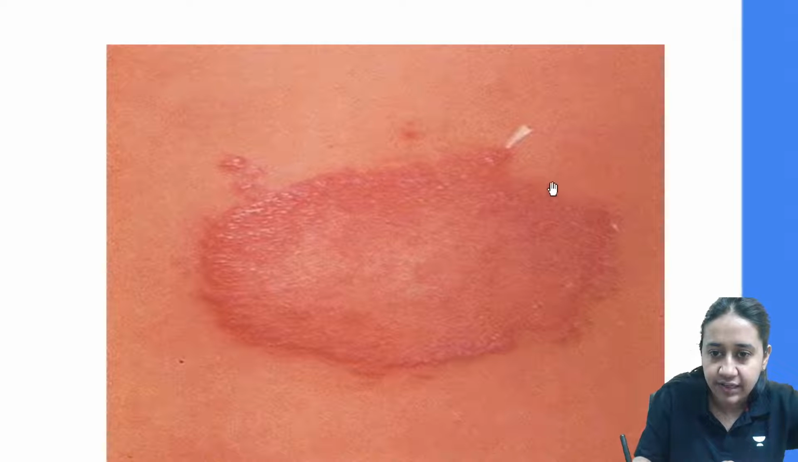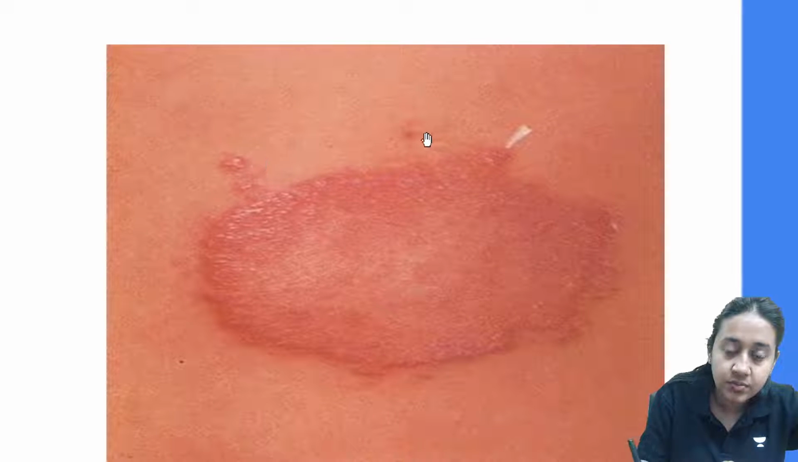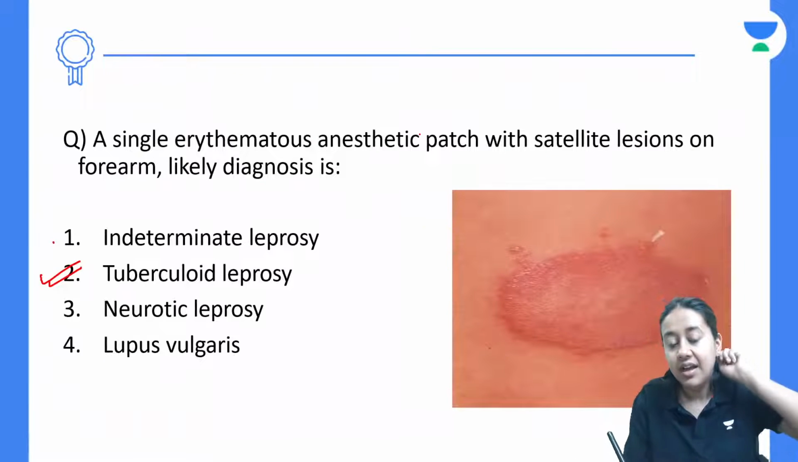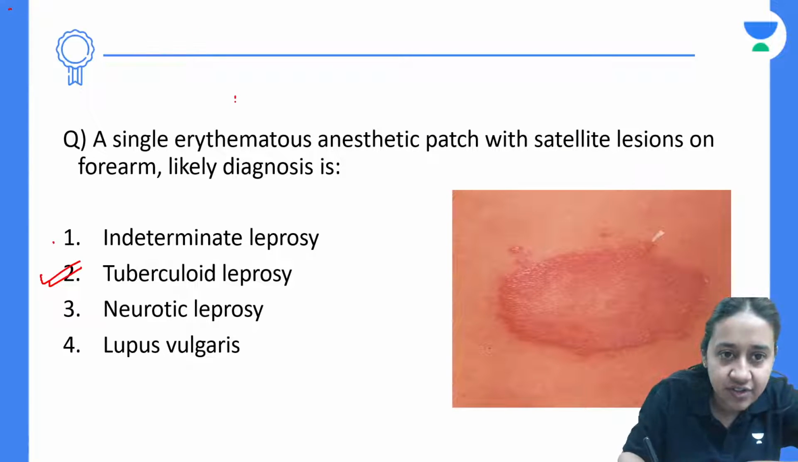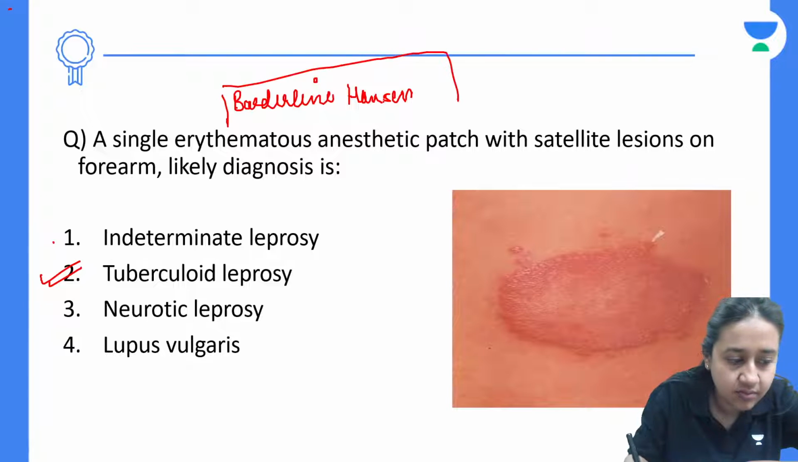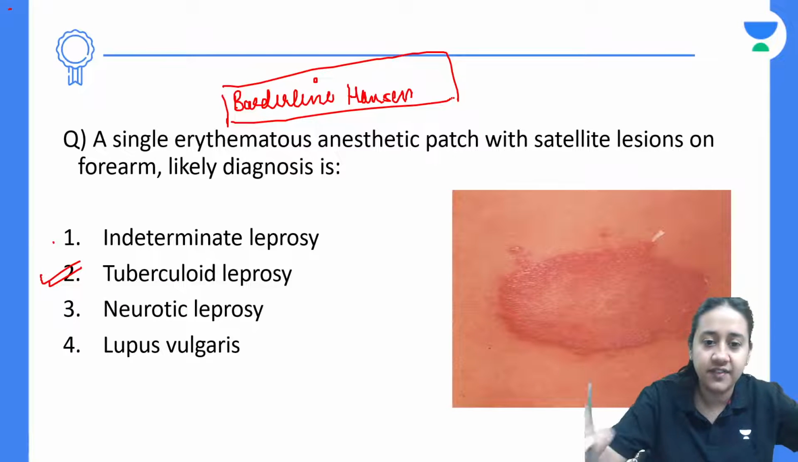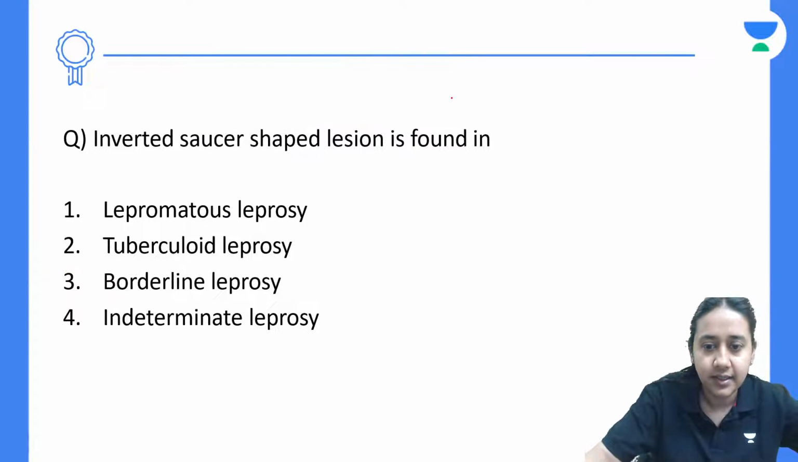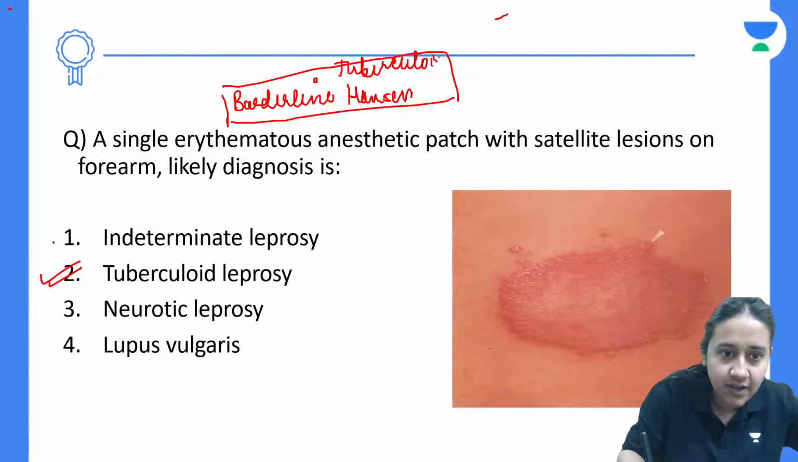This is a very well defined plaque. These are few small discrete lesions. Now please remember, this is a large plaque with small satellite lesions in them. This is a very characteristic feature of borderline Hansen's. Clear? And it is the borderline tuberculoid, not the BB, it is borderline tuberculoid. And that is why we have marked option number 2.